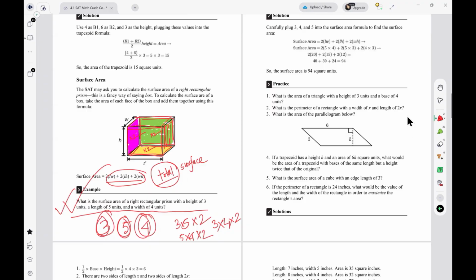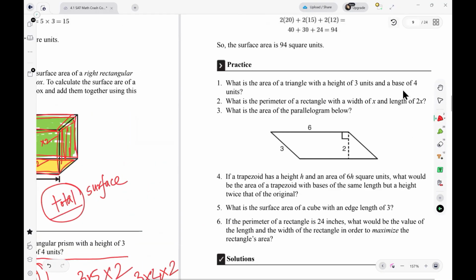What is the area of a triangle with a height of 3 units and a base of 4 units? I think we can do that.